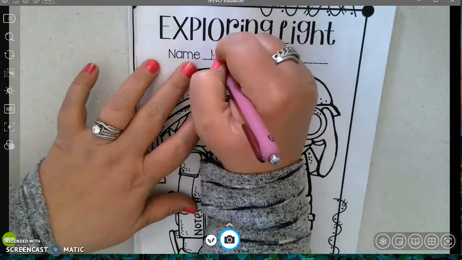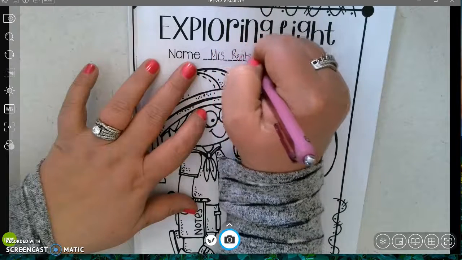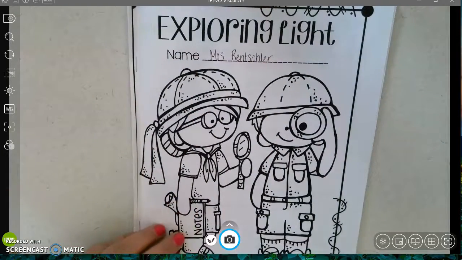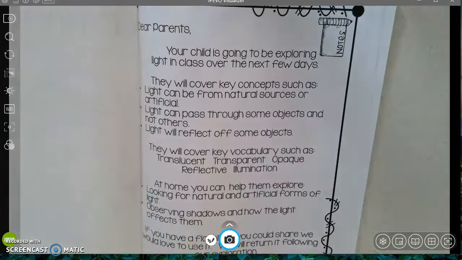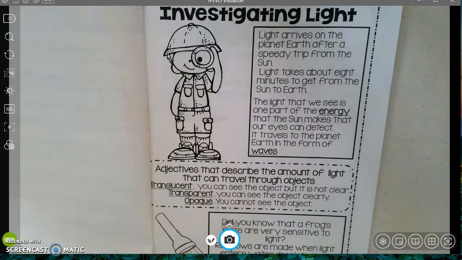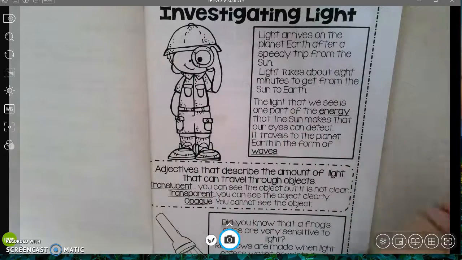We do want to start by putting our name on the front. Remember, we're training our brain not to forget to write our name for when we return to school. The first page is a note to parents. We're going to skip over that page. All right, this first page, again, is just kind of introducing. You're going to follow along and listen as we read about investigating light.